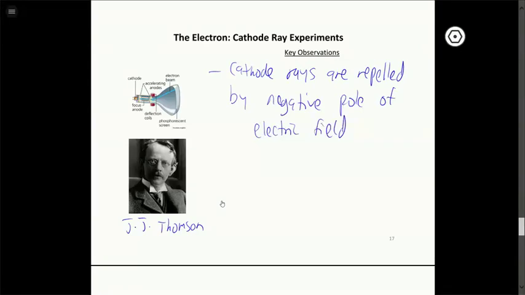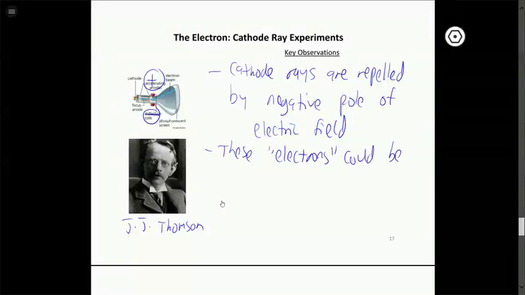All right, so in this picture then, I guess this would be the negative side of the electric field, and this would be positive. And so the rays were always repelled by the negative side, meaning that they also have a negative charge. And he called them electrons. The negatively charged part of an atom was called an electron.